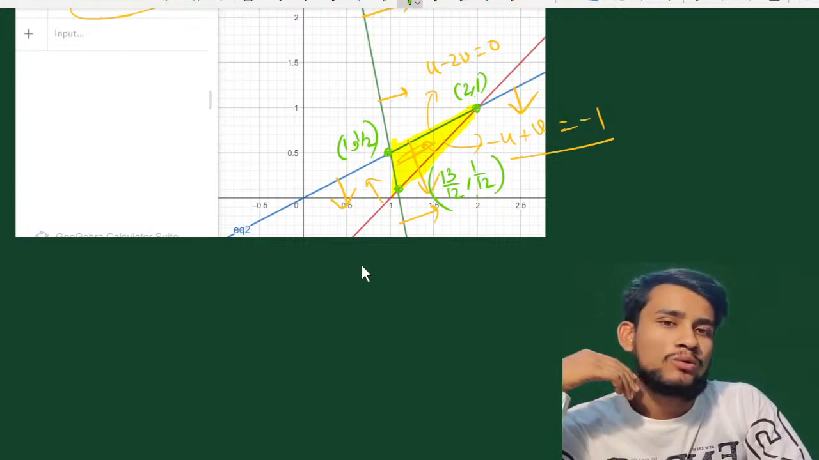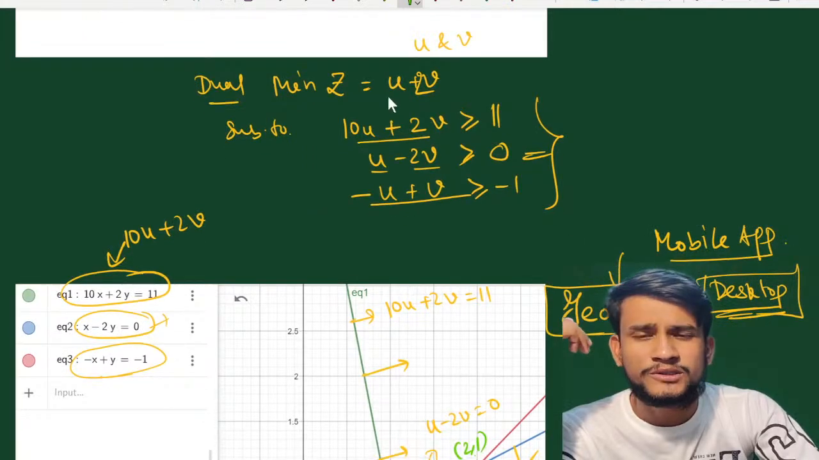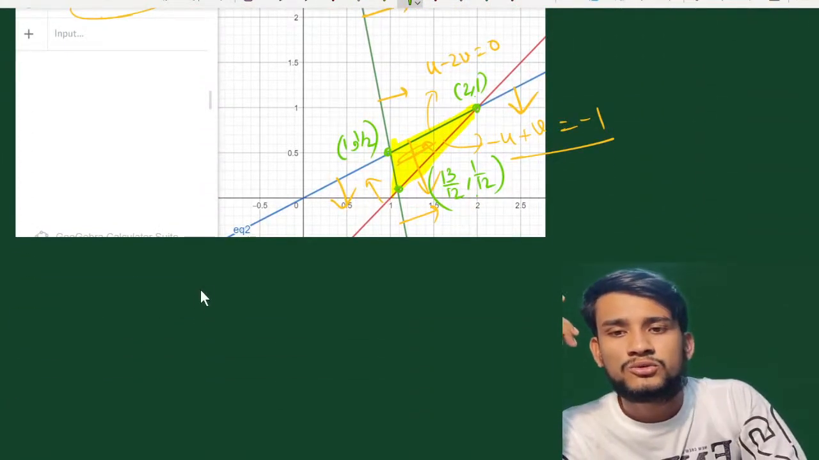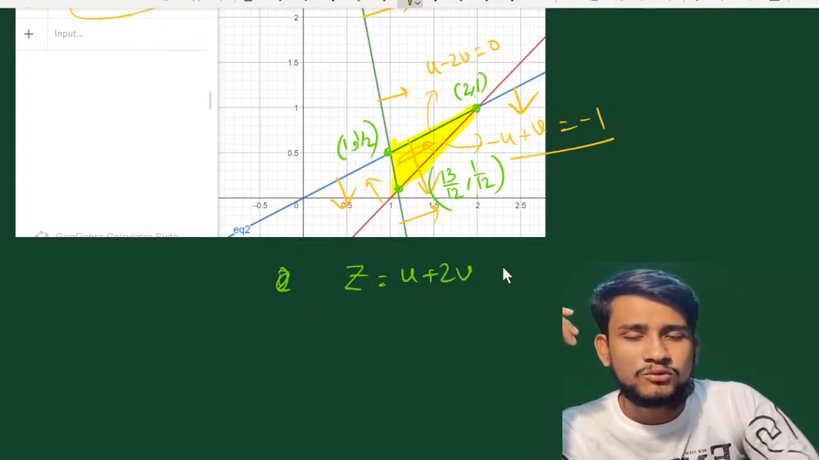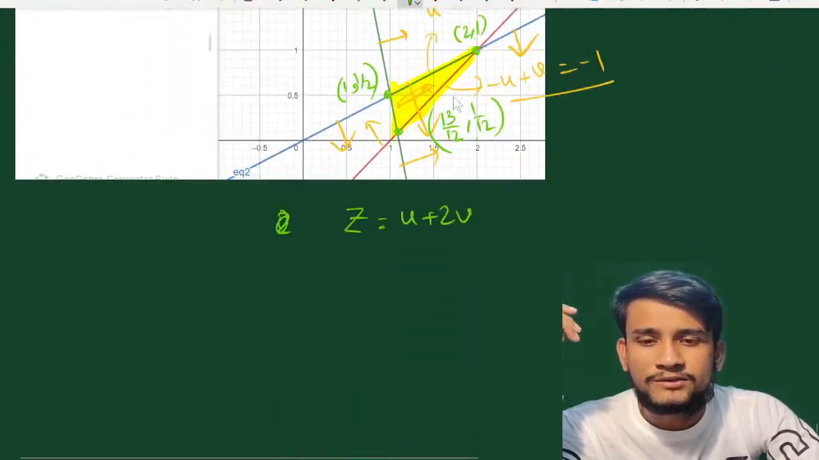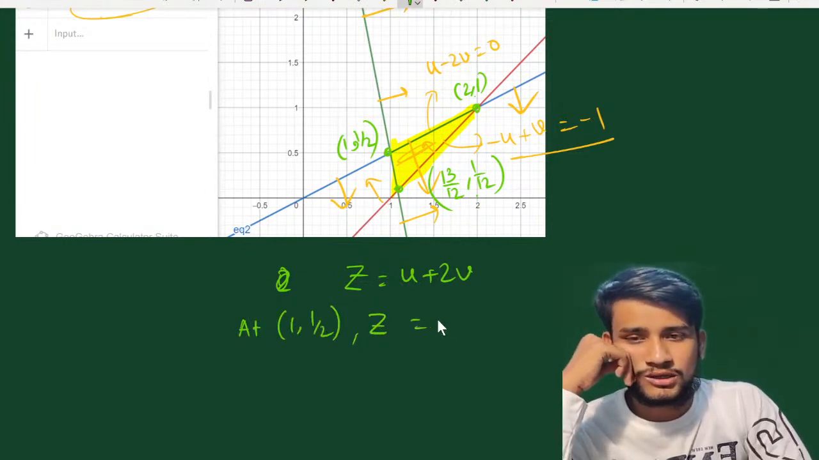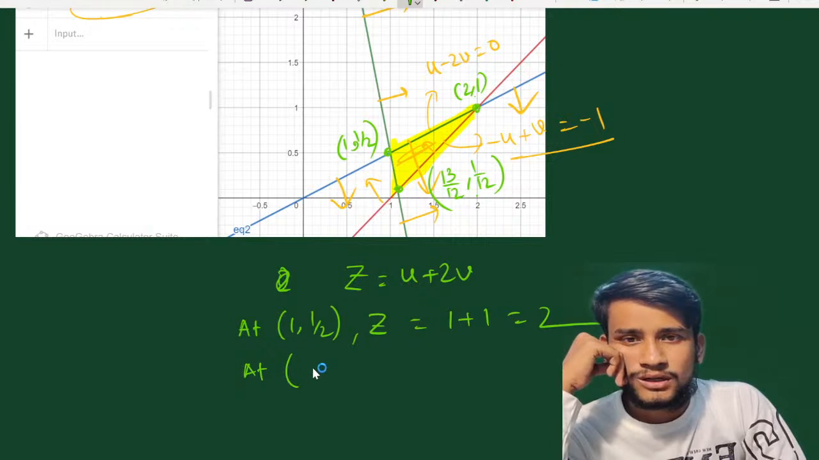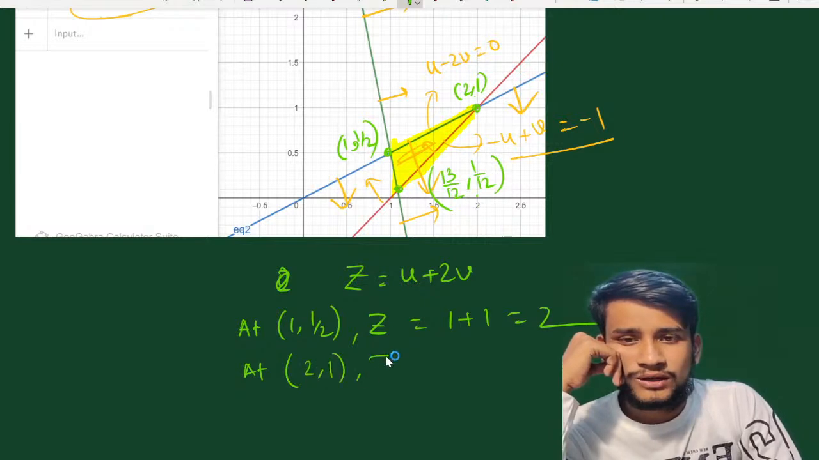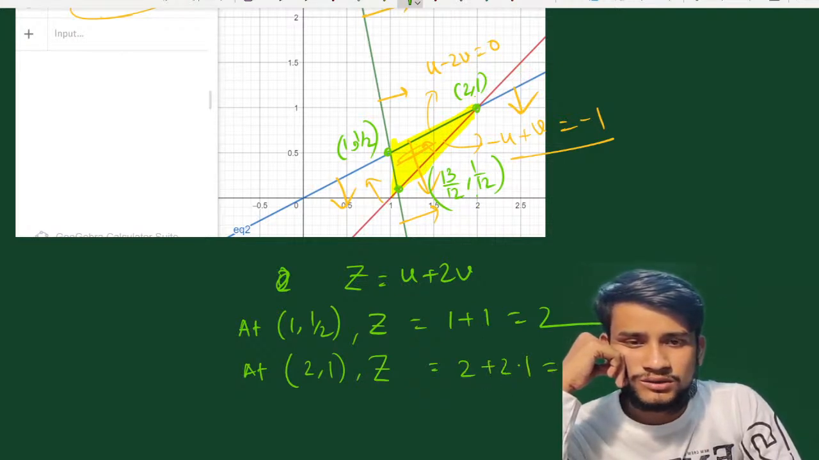Now if we calculate the value of the objective function of the dual of this problem, the objective function is z equal to u plus 2b, and we have to minimize the function. So at (1, 1/2) the value of z is 1 plus 1, which is equal to 2. At (2, 1) the value of z is 2 plus 2 into 1, which is equal to 4.